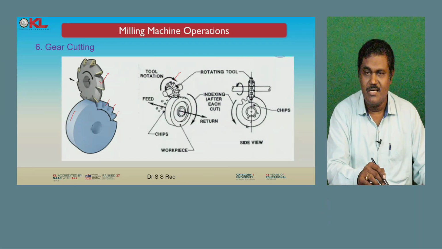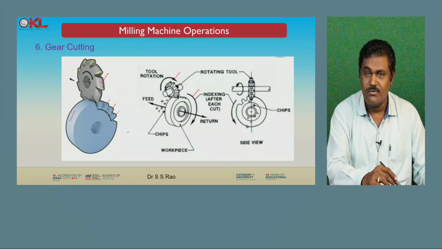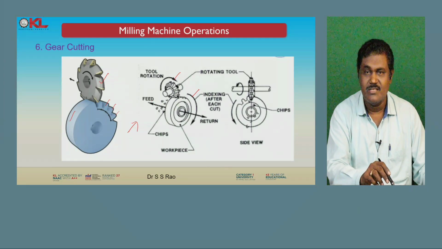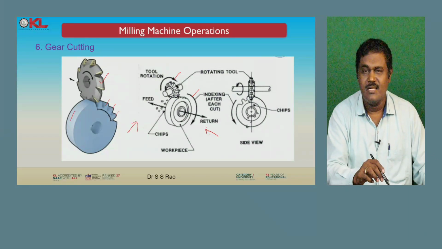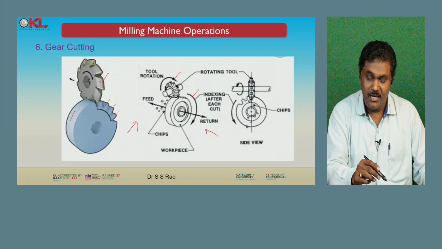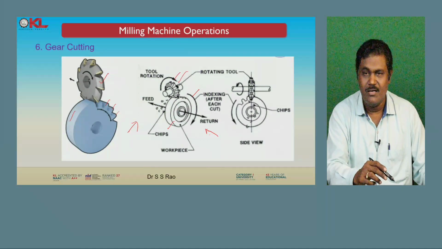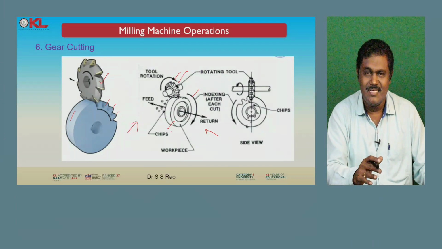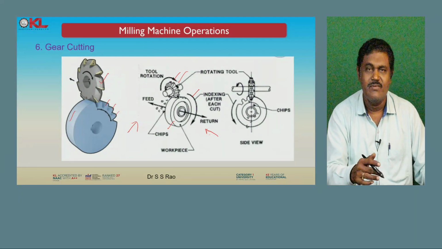Now we can observe the diagram. The workpiece is rotating in the clockwise direction, and the tool axis is perpendicular to the workpiece axis. Looking from this side, the tool is rotating in the clockwise direction, and the workpiece is also rotating clockwise. These are two perpendicular axes, with a rotating cutter and the workpiece. Once a tooth is completed, the workpiece is indexed to the next tooth position, and the cutter cuts the next tooth.